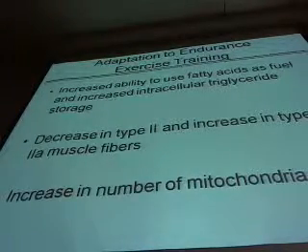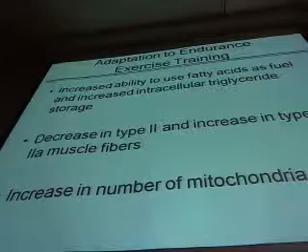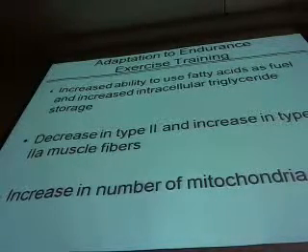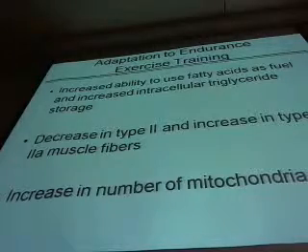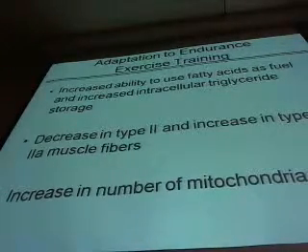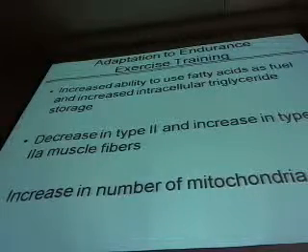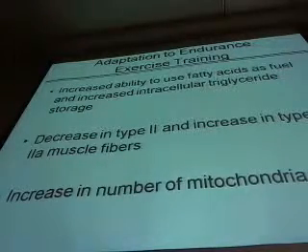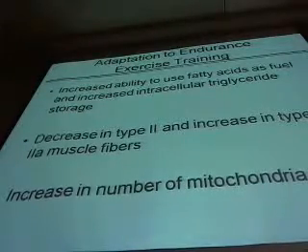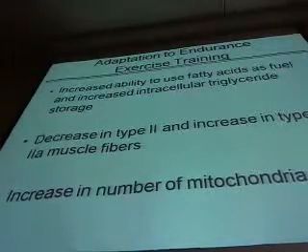You have more mitochondria in cells in the muscles that are being exercised, so you have the ability to use those. Decrease in the non-oxidative fibers, the type 2, so you've got more oxygen stores. Increase in the number of mitochondria. The mitochondria is where your ATP is produced.